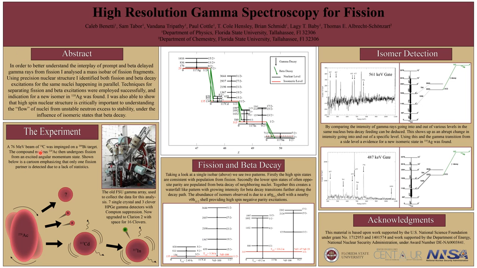The dataset I analyzed came from 2016, before I actually joined the group. It was a C14 beam impinging a bismuth 209 target, creating the compound nucleus 228 actinium. In the cartoon down here, I show the 228 actinium undergoing fission, releasing neutrons, and creating the nucleus that we're most interested in right now, 117 cadmium.